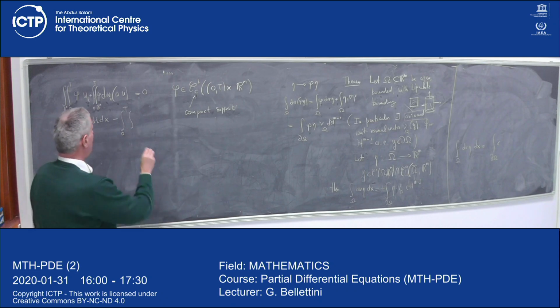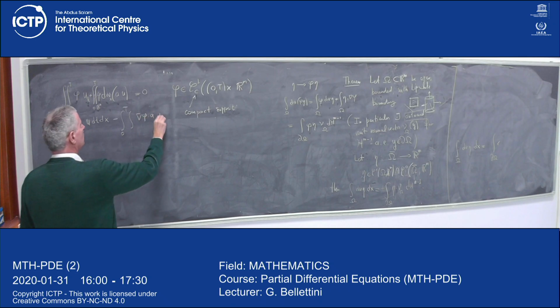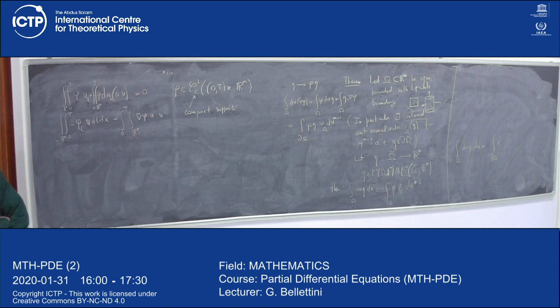This is simply minus grad phi dot u. Do you agree with this formula or not? Or did I make some mistake? I want you to be convinced of this formula, because now this will be my definition. This is formal. Everything is formal. If everything would be smooth, this is okay. But is it really okay, or did I miss some term in the integration by parts? Did I miss something or not?